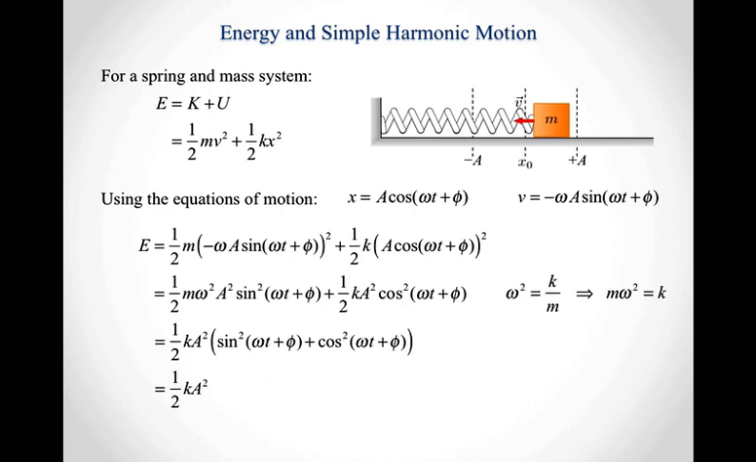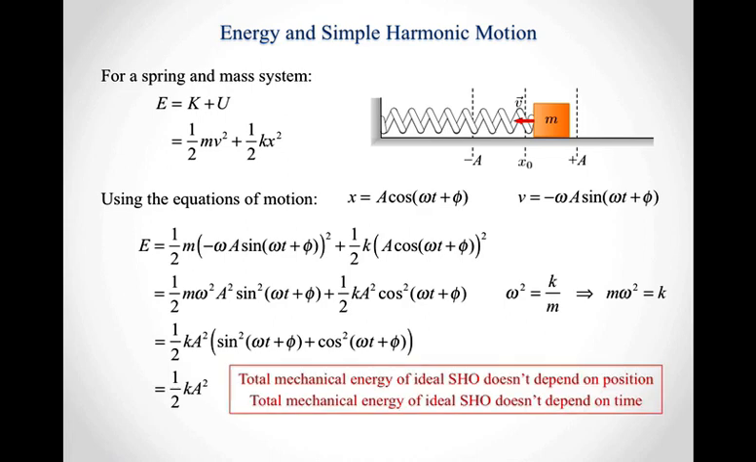So this tells me a couple things. One is it says that the total mechanical energy of an ideal simple harmonic oscillator doesn't depend on position. So it doesn't matter where the mass is as it's bouncing back and forth between those two amplitude points. Its energy is always the same.